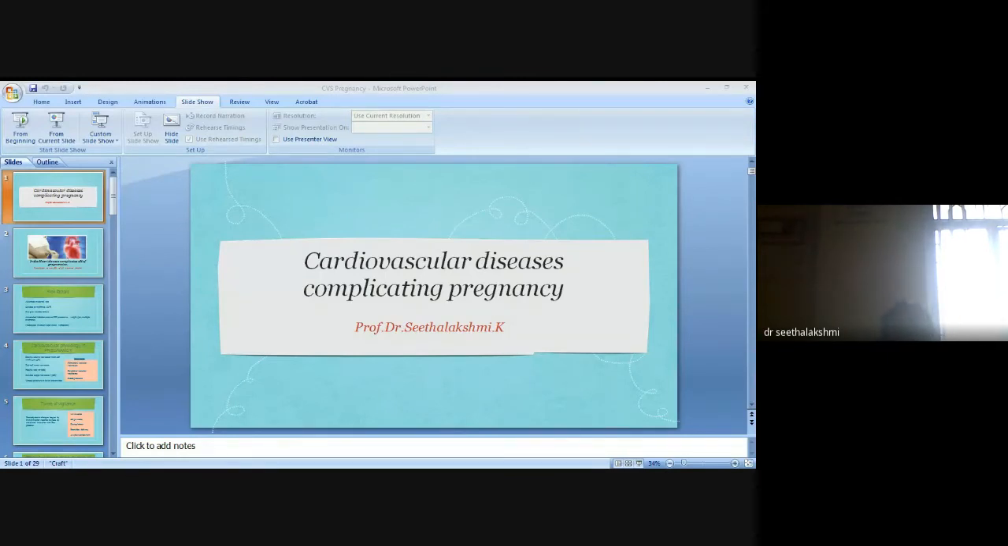So I conclude this topic. It should be a multidisciplinary approach for the patients of cardiovascular disease complicating pregnancy. They should be managed by obstetrician, cardiologist, neonatologist, and physiotherapist. So it is a multidisciplinary approach in cardiovascular disease complicating pregnancy.